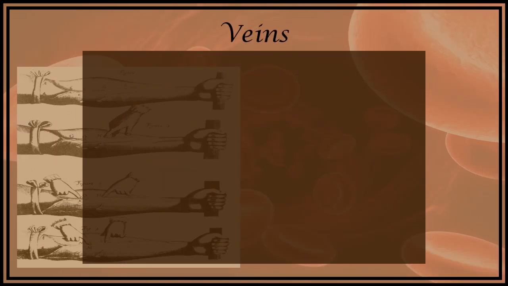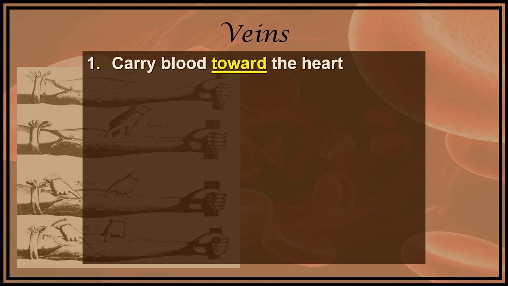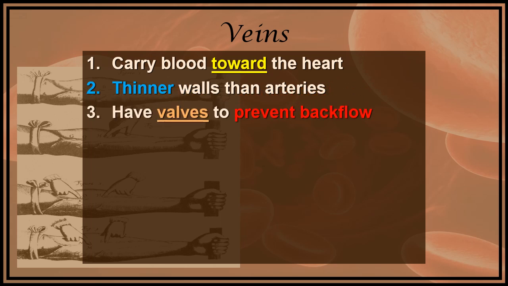So I already mentioned veins, and these are the ones that carry blood towards the heart. And they have thinner walls than the arteries because they're not under that high pressure, because there's nothing to actually squeeze and push it back. That's why they have these valves, and they prevent a backflow of blood.